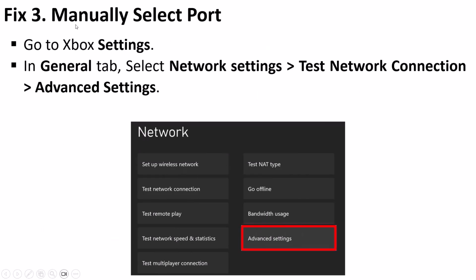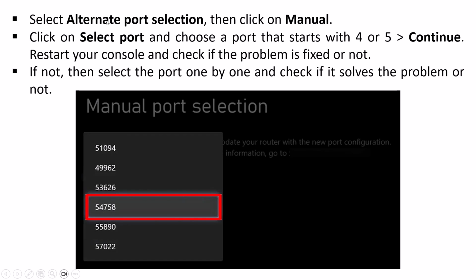Fix 3 is to manually select port. So go to Xbox settings, in general tab select network settings, test network connection, advanced settings. Select alternate port selection, then click on manual. Click on select port and choose a port that starts with 4 or 5, continue. Now restart your console and check if the problem is fixed or not. If not, then select the port one by one and check which one worked for you.